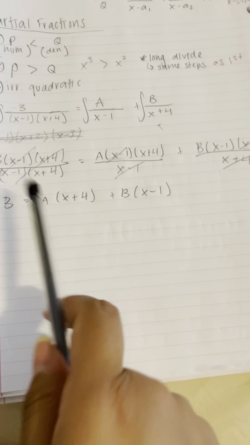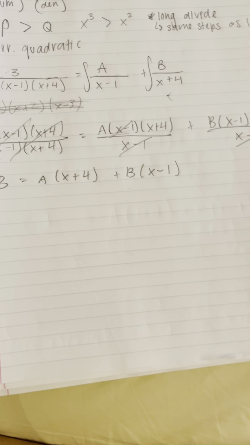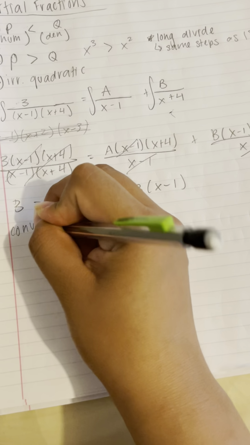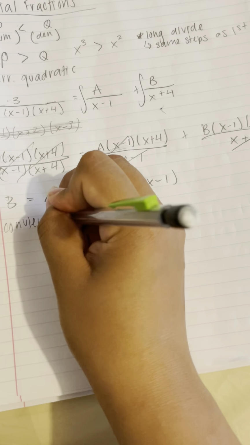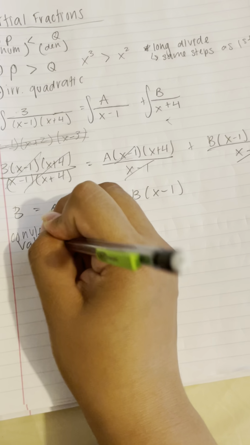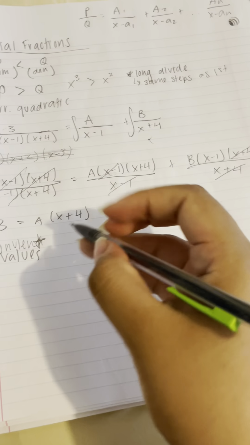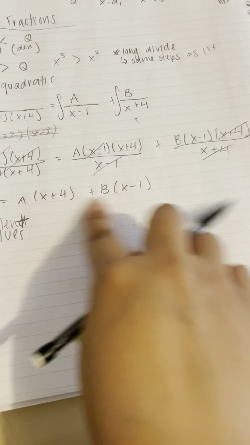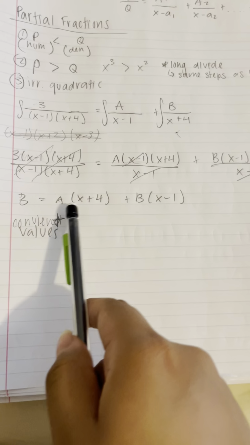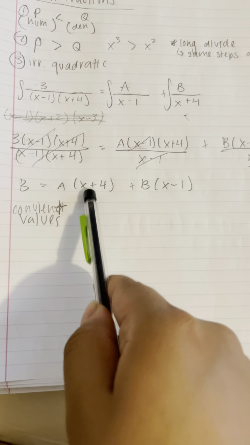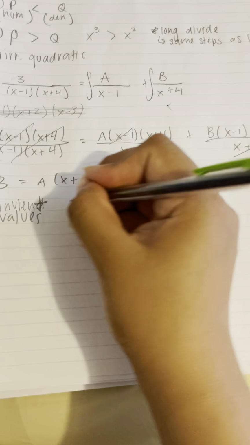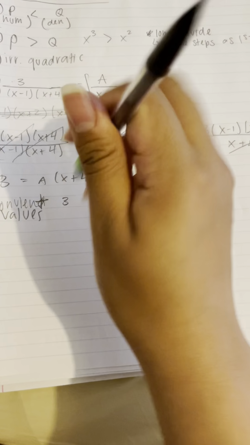Now you have to solve for a and b, and to do that you look for the convenient values. Convenient values is basically you try to get whatever's in one of these parentheses equal to 0. How would you make this a times 0? What would x have to be? It's basically negative 4.